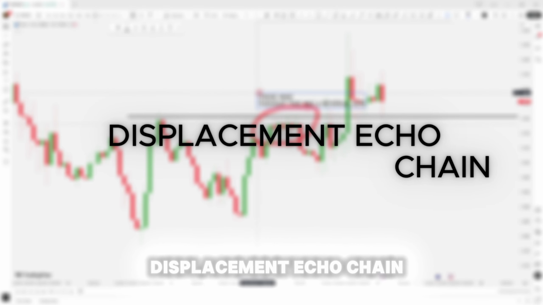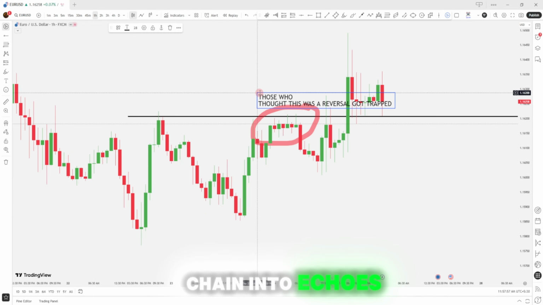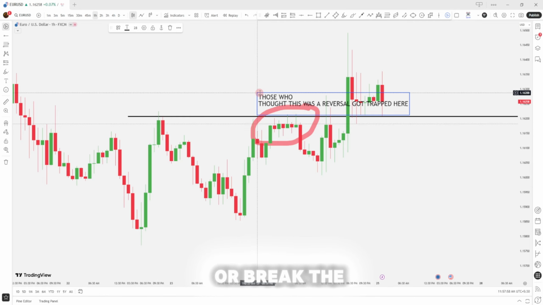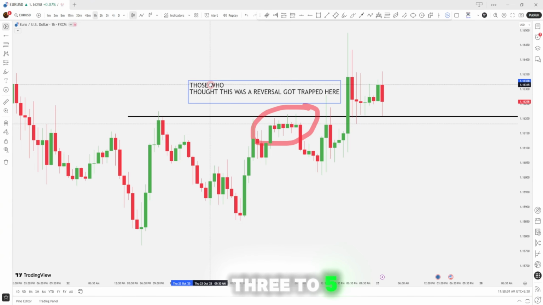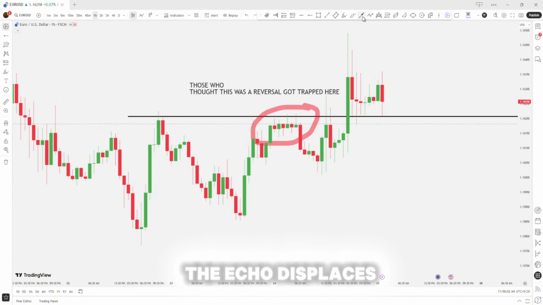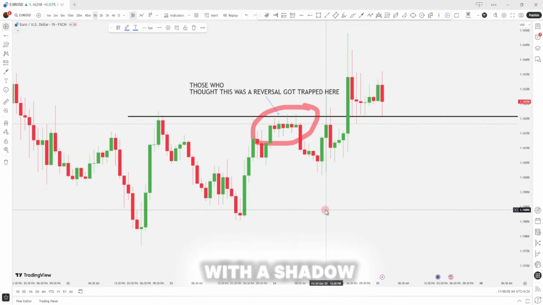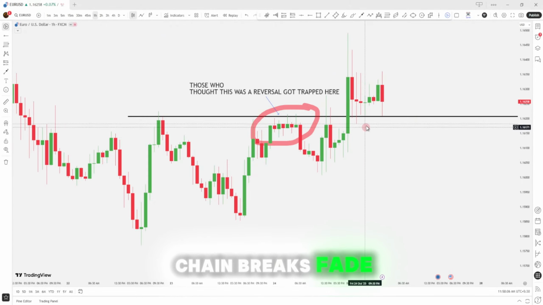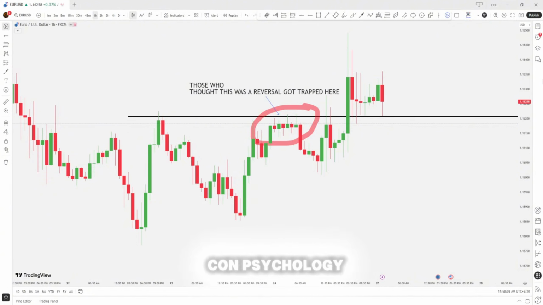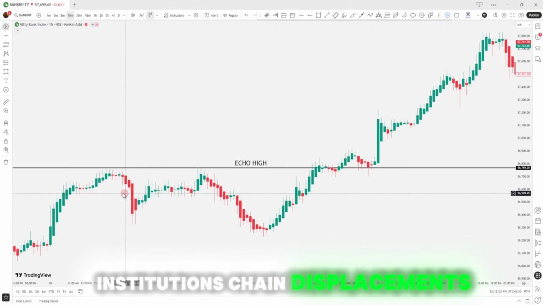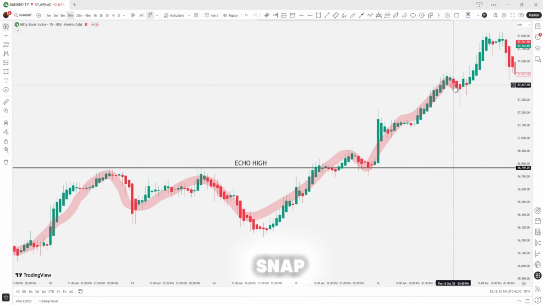Wrapping with the displacement echo chain, where displacements, sudden 200-point surges, chain into echoes that either confirm or break the chain. An initial displacement candle echoes in a smaller surge 3 to 5 bars later. If the echo displaces further, chain continues. Trade with it. If it stalls with a shadow, chain breaks, fade. Underrated because chains look like trends, but the echo break reveals the con psychology. Institutions chain displacements to build narratives, echoing to test conviction before the snap.